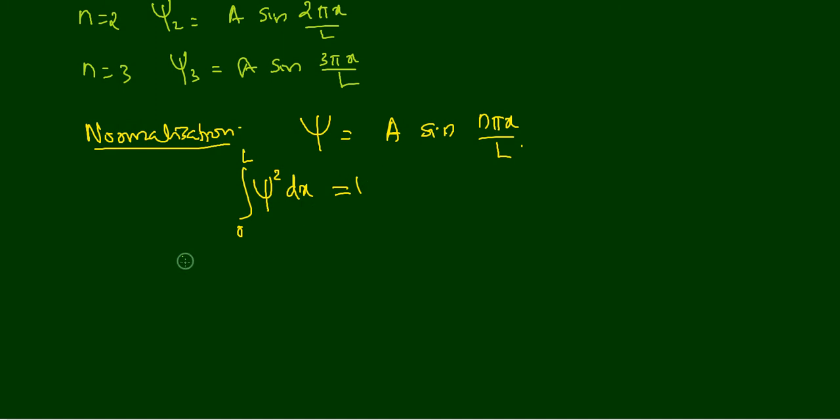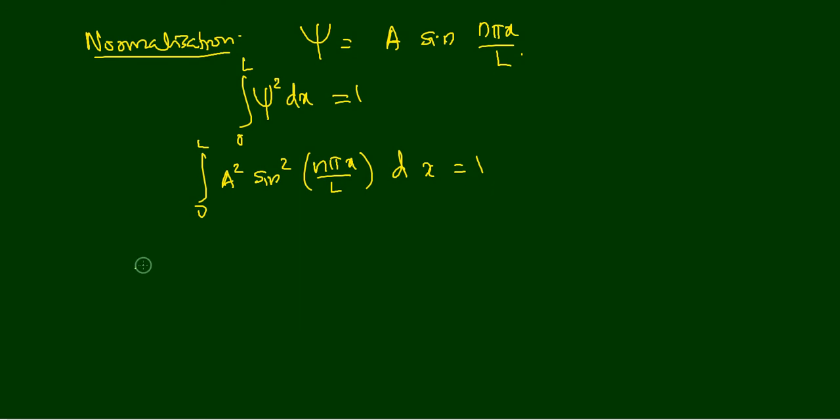Let us do this, okay? So the integral from 0 to L, psi is equal to a sine n pi x by L. So psi square is equal to a square sine square n pi x by L, dx, which is equal to 1. That's our equation.